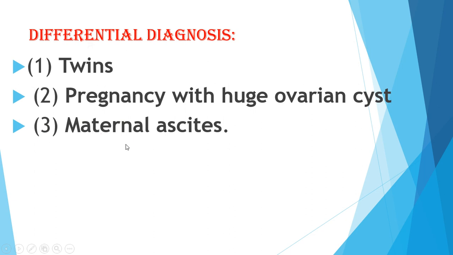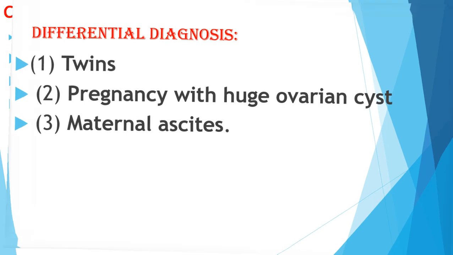Next is the differential diagnosis. Sometimes we will be confused. Because of twins the abdomen will be enlarged, and pregnancy with a huge ovarian cyst also, and maternal ascites may also occur. So sometimes we misunderstand that this is polyhydramnios.